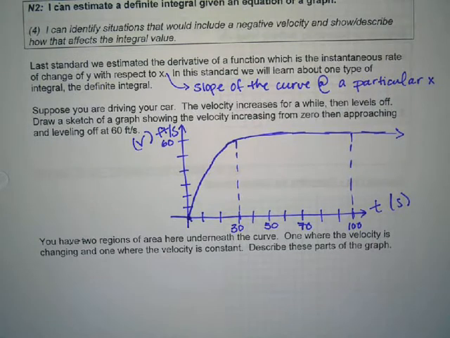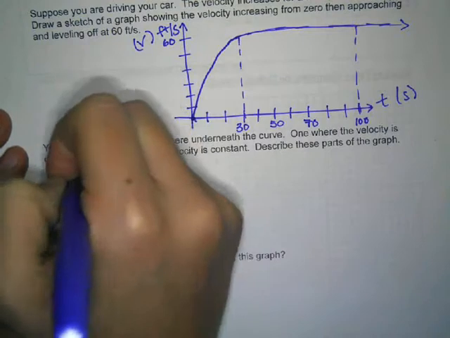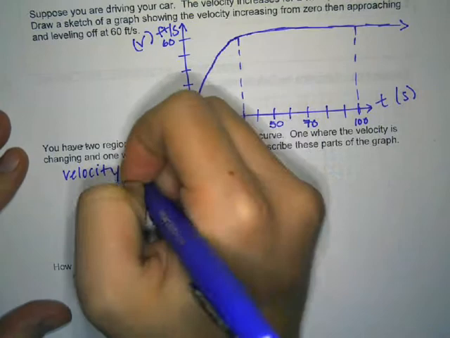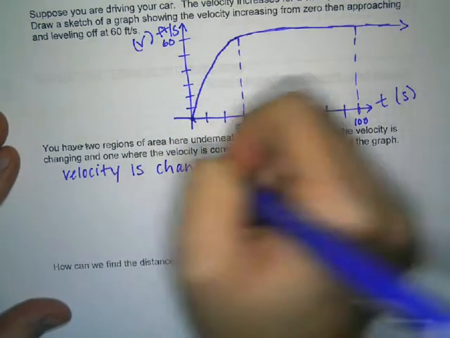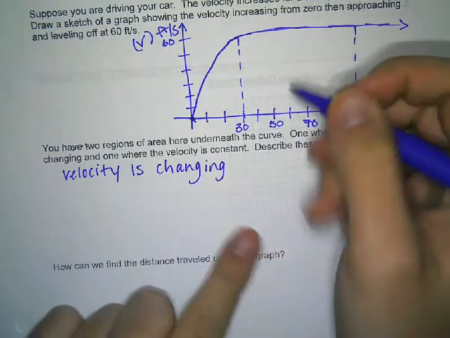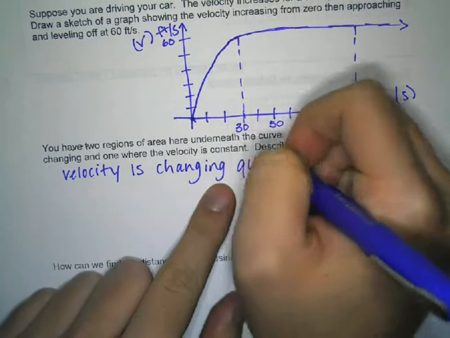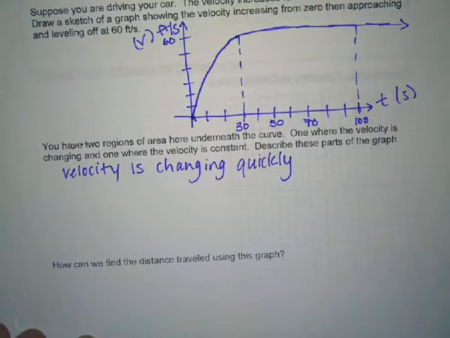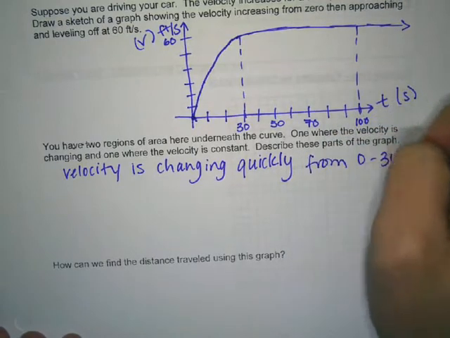Describe these parts of the graph. So if I wanted to describe this part of the area, I would say that velocity is changing how? Somebody said it. Yeah, it's changing quickly. We could say increasing quickly, or this is fine too. Velocity is changing quickly from 0 to 30 seconds.